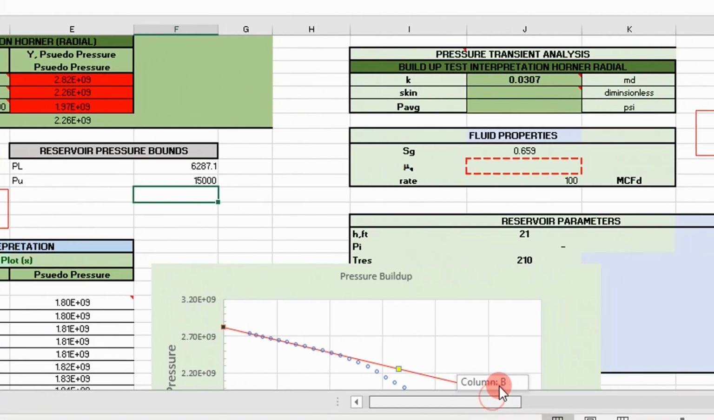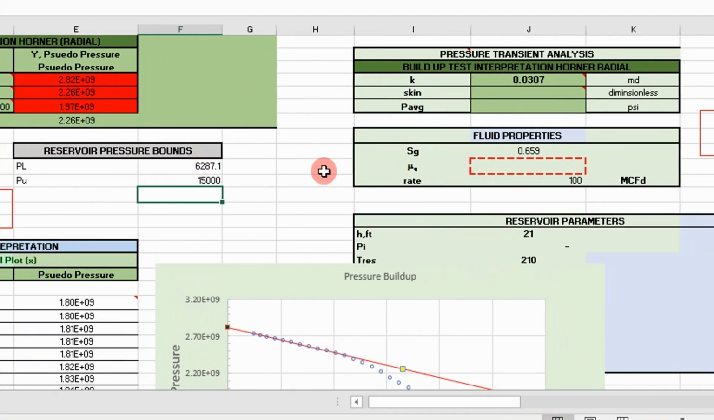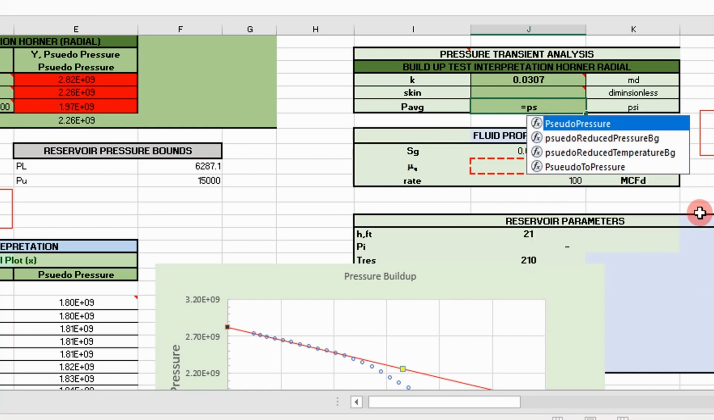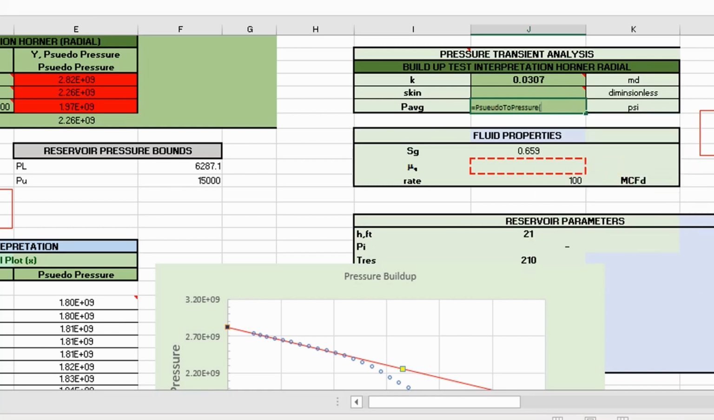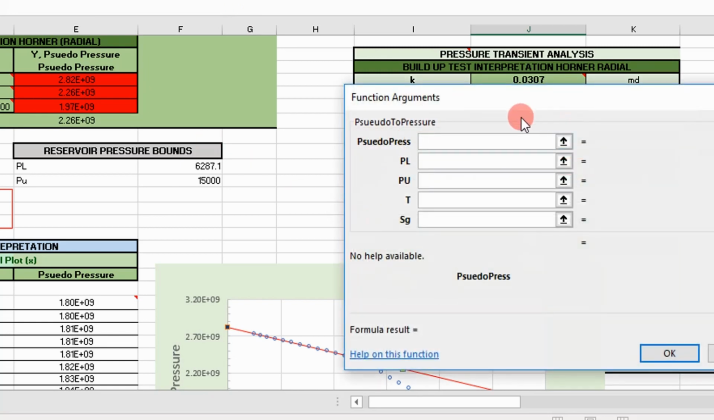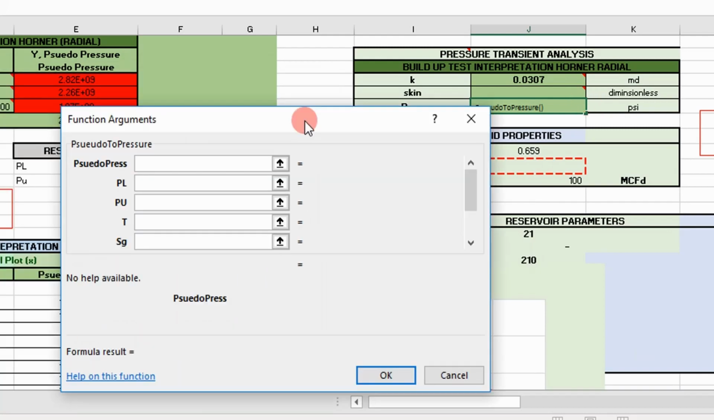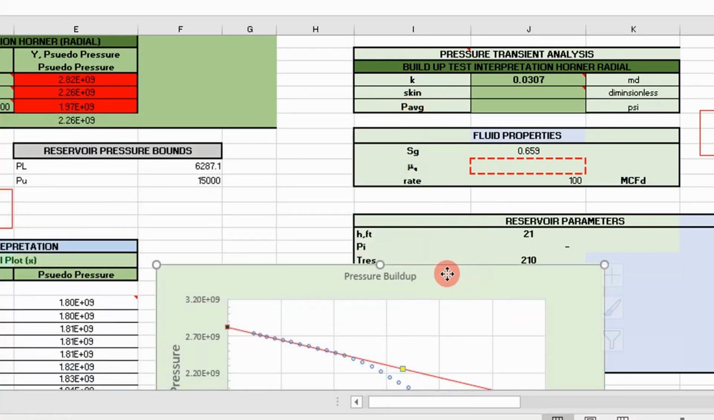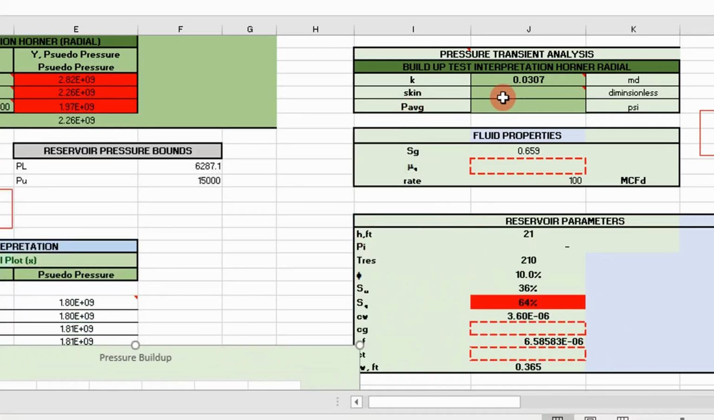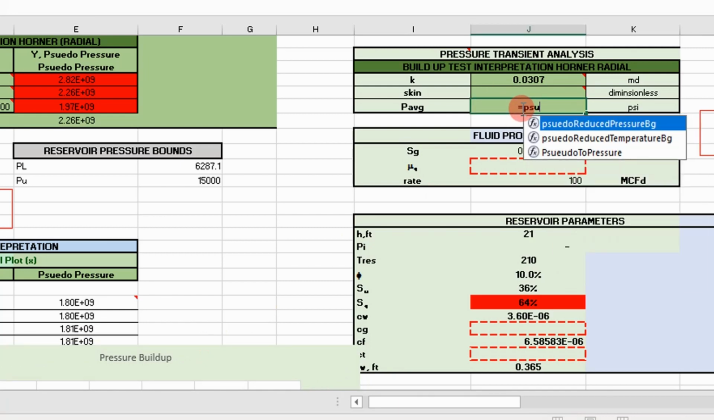That's a good guess. If it doesn't find a solution, then I know that I need to put in a higher value here. But let's go ahead and calculate that with the function pseudo to pressure, and it's going to take some of these arguments hidden behind the box. So move that first.